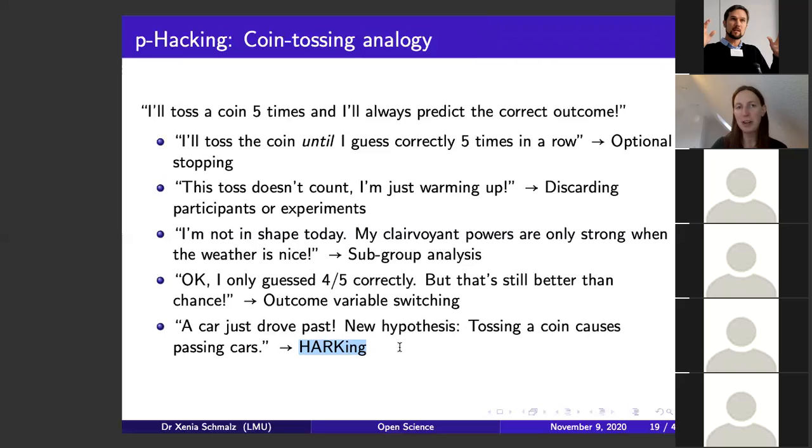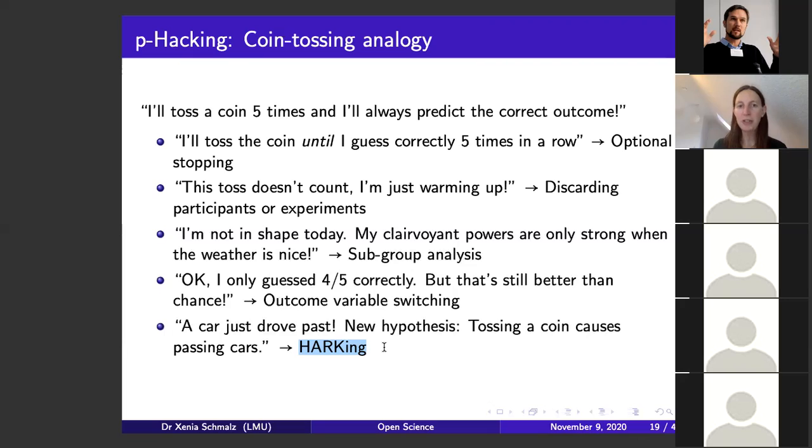And HARKing is a very nice example. HARKing stands for hypothesizing after results are known. It's the last of the 4 horsemen. So it's technically not p-hacking, but it's a similar principle and also falls under the coin tossing analogy. With HARKing, you first come up with a hypothesis. You run your experiment to confirm the hypothesis. And if the experiment does not confirm the hypothesis, then you come up with a completely different hypothesis.